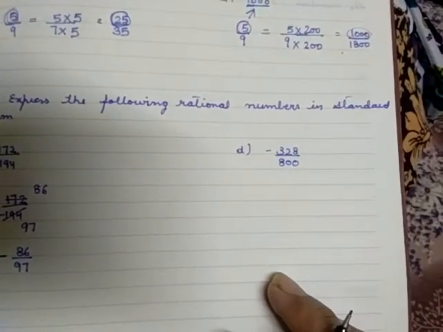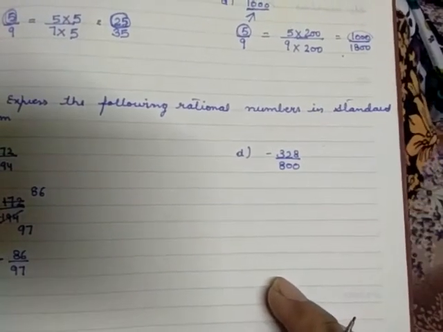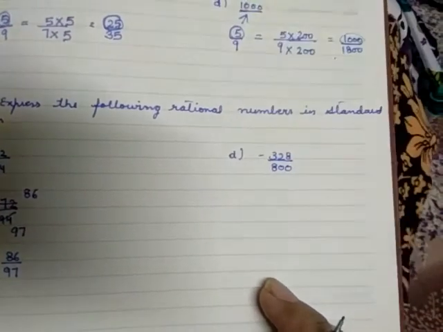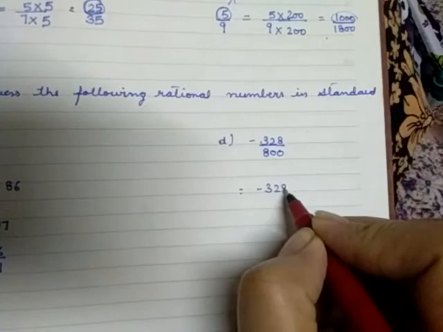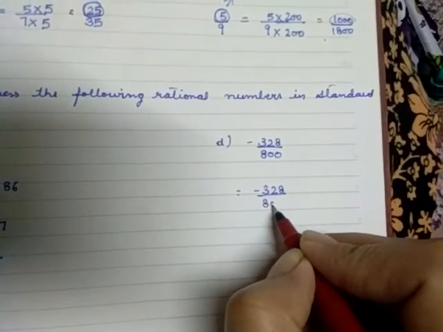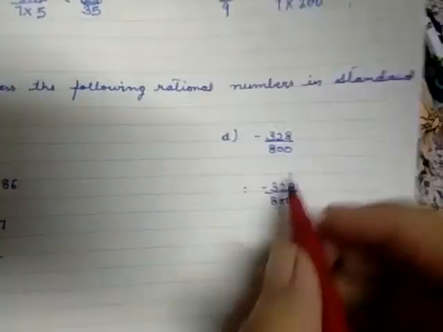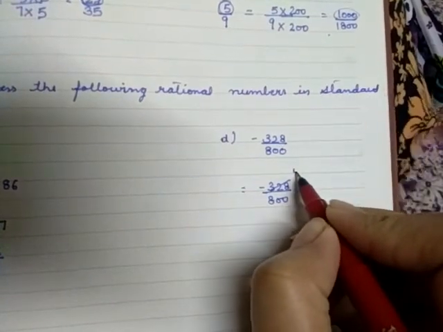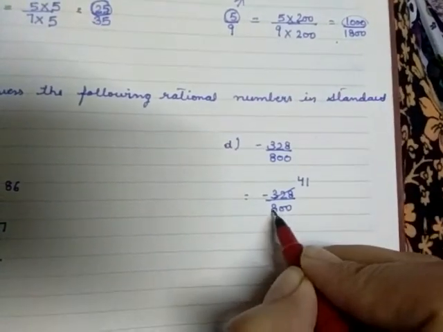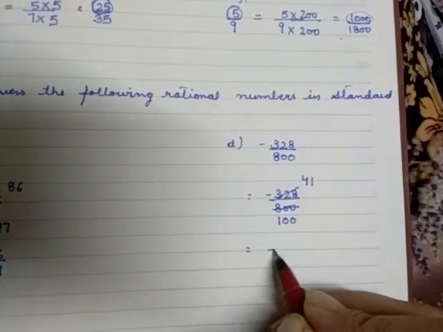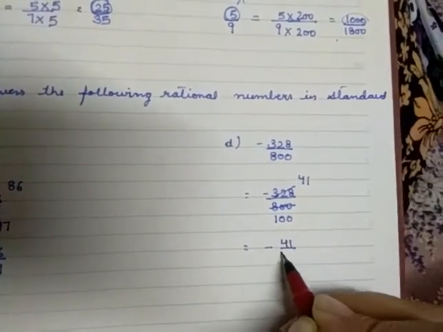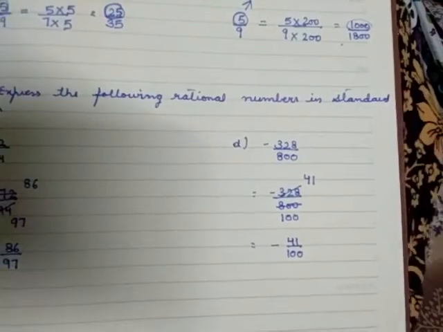Now the next question is minus 328 upon 800. So do the cutting. I do cutting with the table of 8 here. So 8 4s are 32, 8 1s are 8, 8 1s are 8, 00. So the final answer is 41 upon 100.